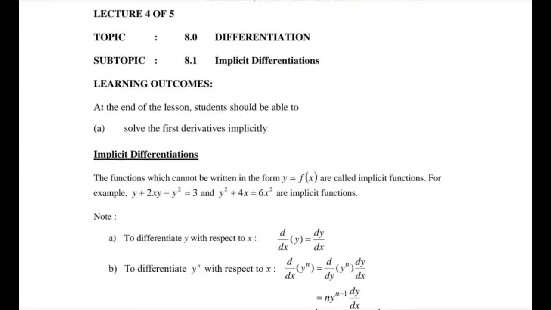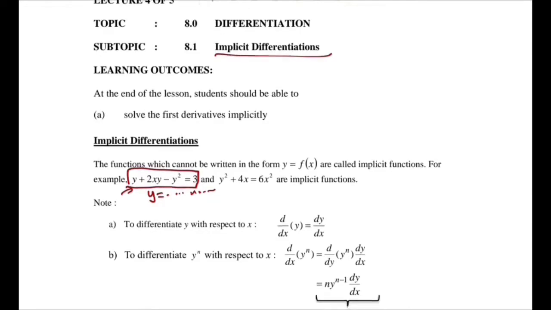Hi, in this lecture we will learn about implicit differentiation. What is implicit differentiation? It is whenever we cannot express the function in the form of y as the subject and x terms on the right side. For example, the one that I show here. You cannot write y as the subject.